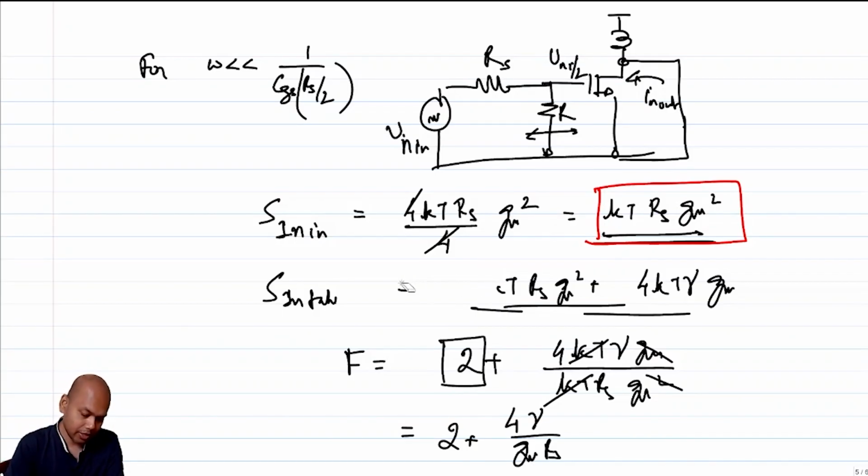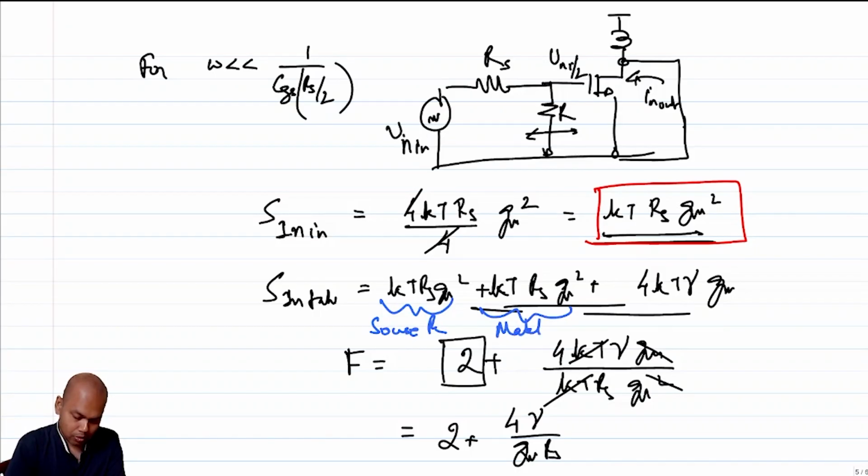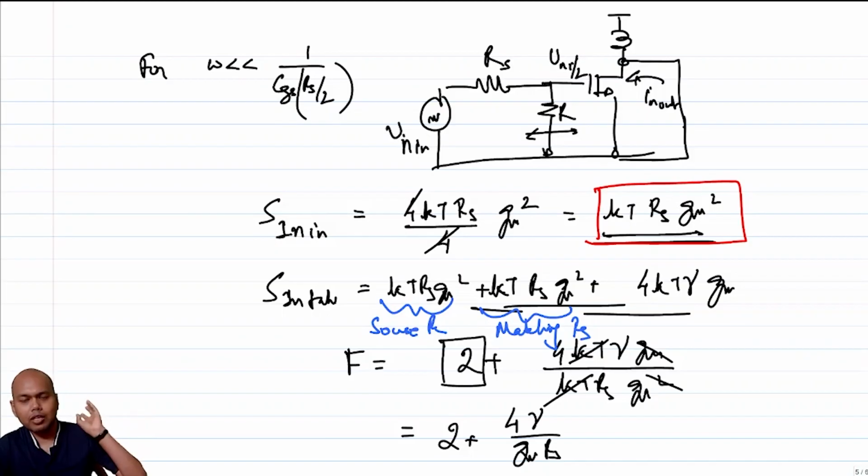So if I basically break this down, this is kT R_S g_m squared plus kT R_S g_m squared, right? So this is coming from the source R_S, and this one is coming from the matching R_S. So just because you have put something for matching, that is contributing an identical amount of noise. Because it is contributing an identical amount of noise, you have a noise figure of 3 dB.